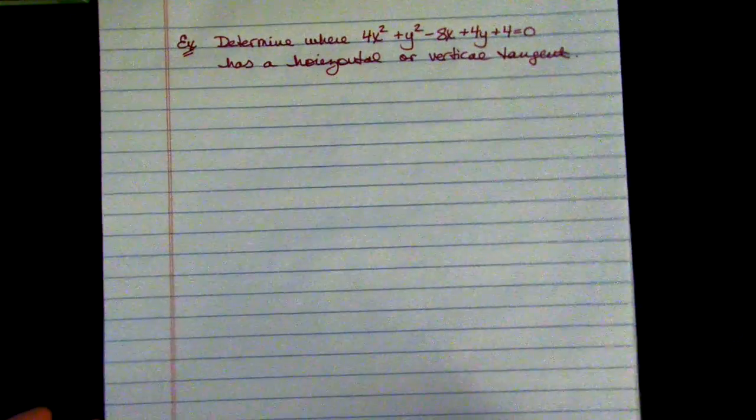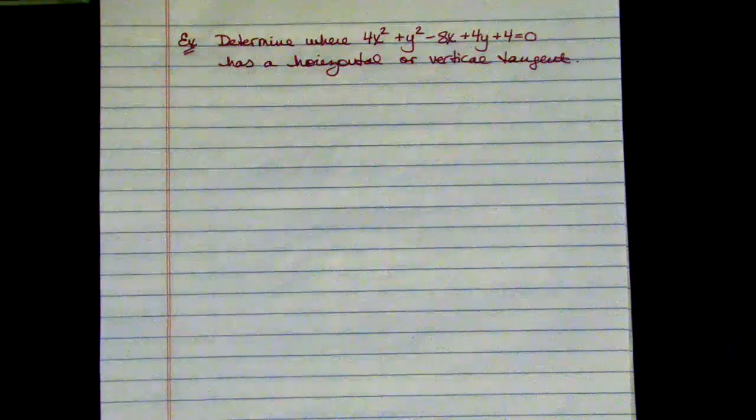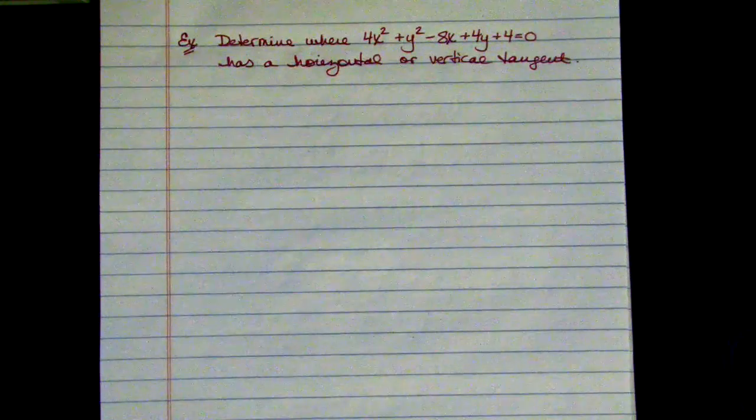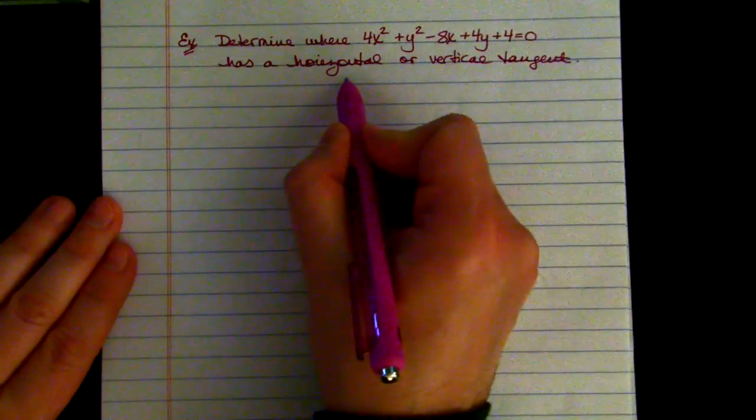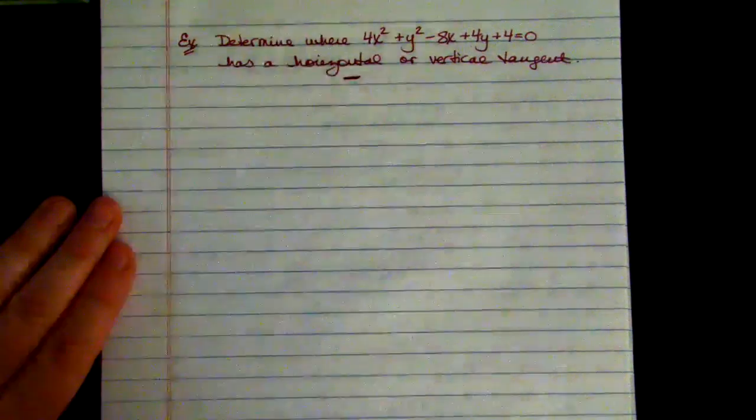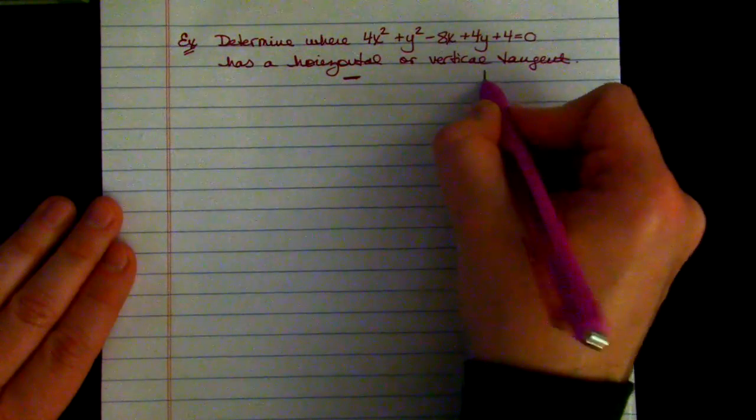The next thing we're going to take a look at is determining where the implicit function that I just gave you, 4x squared plus y squared minus 8x plus 4y plus 4 equals 0, has a horizontal tangent or a vertical tangent. Remember, a horizontal tangent is a tangent line that's going to look like that. A vertical tangent is a tangent line that's going to look like this.